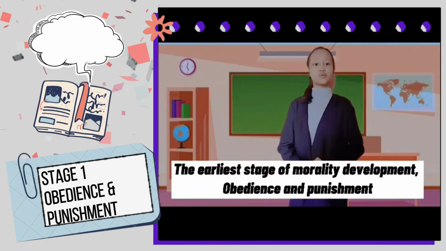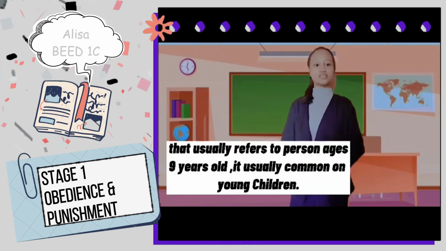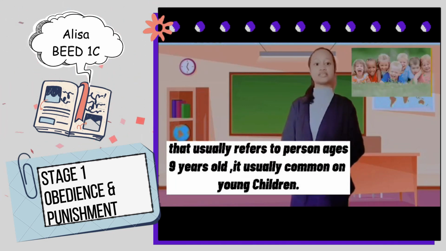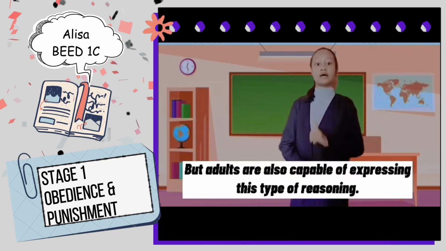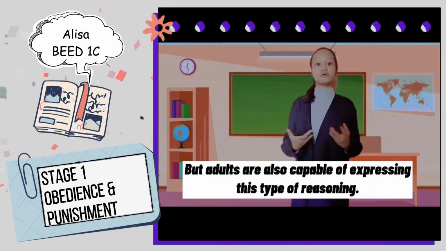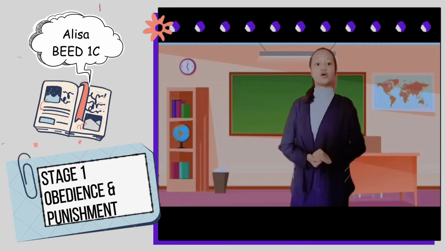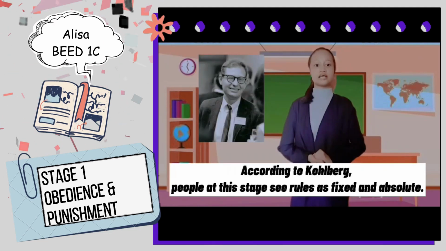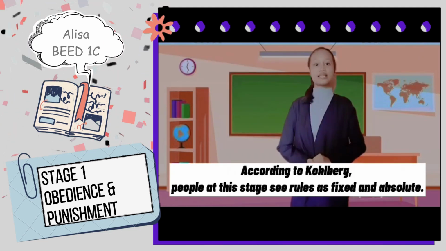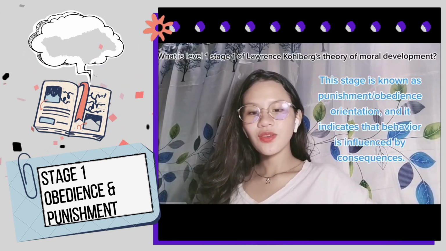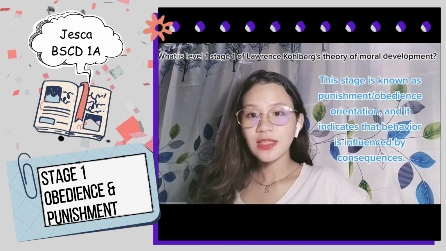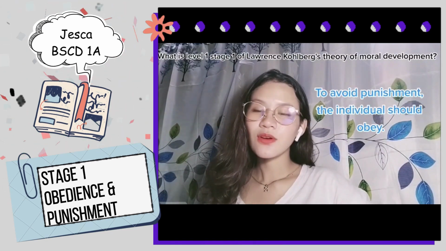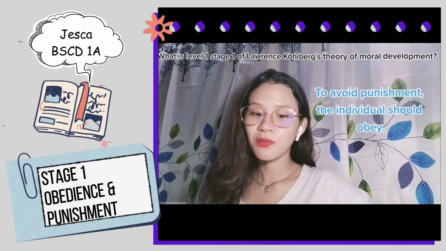The earliest stage of moral development, obedience and punishment, usually refers to a person under 9 years old and is common in young children. But adults are also capable of expressing this type of reasoning. According to Kohlberg, people at this stage see the rules as fixed and absolute. This stage is known as punishment obedience orientation, and it indicates that behavior is influenced by consequences. To avoid punishment, individuals should obey.